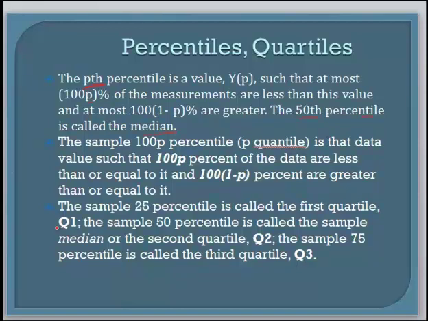So we're going to show you an example of this. It's really straightforward. The sample 100p percentile, or p quartile, is that data value such that 100 times p% of the data are less than or equal to it, and 100 times 1 minus p are greater than or equal to it. The sample 25th percentile is called the first quartile, and the sample 50th percentile is called the sample median, or the second quartile. Sample 75th percentile is called the third quartile. So everything is just as you expect.